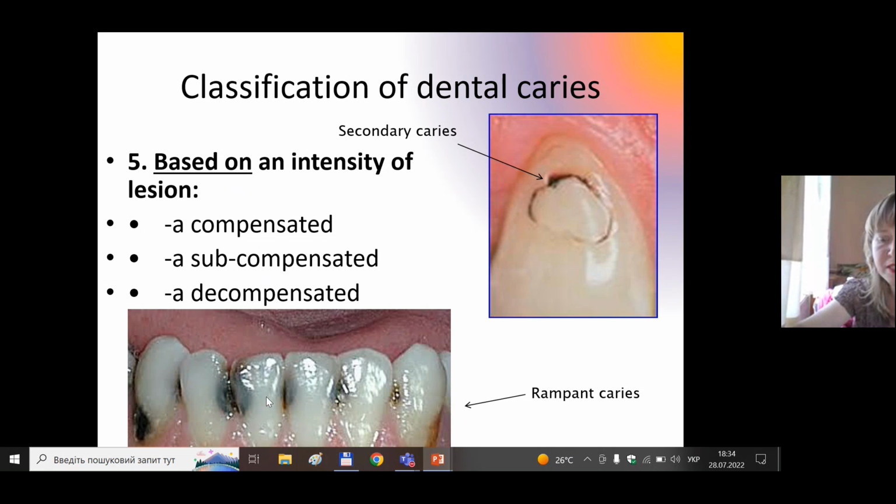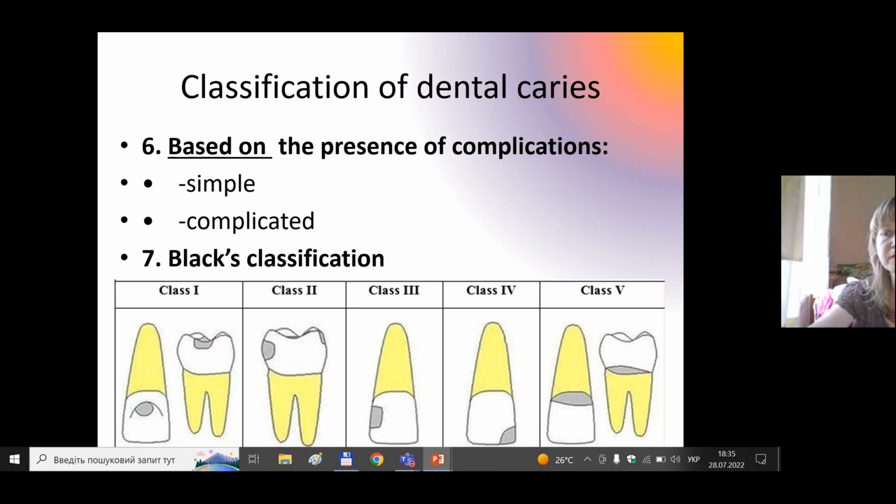So rampant caries is numerous caries cavities that occur on different groups of teeth at the same time, and a few surfaces of one tooth are affected. As you can see, anterior teeth, cervical area, proximal area. Here we have two surfaces of an anterior incisor affected. So that is rampant caries: numerous caries cavities on different groups of teeth, affecting different surfaces of the teeth.